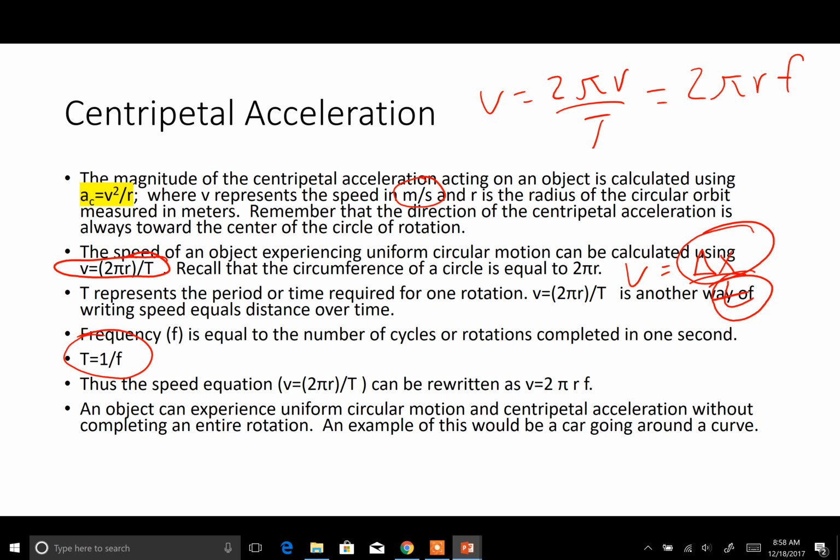It's also important to note that an object can experience uniform circular motion and centripetal acceleration without going in an entire circle. It might just complete part of the circle. A good example of this would be a car going around a curve. Typically, a curve is not going to be a whole circle. It's just going to be a part of that circle.